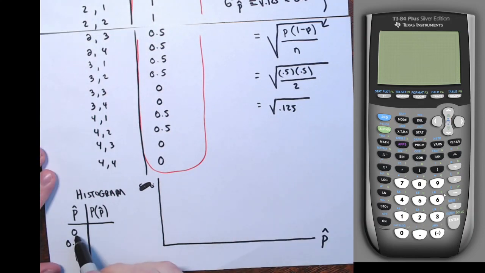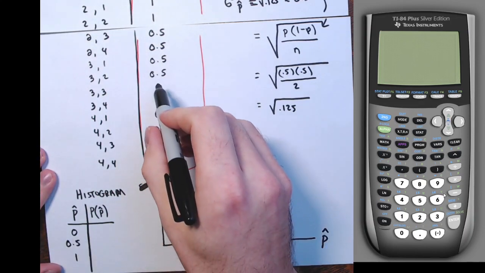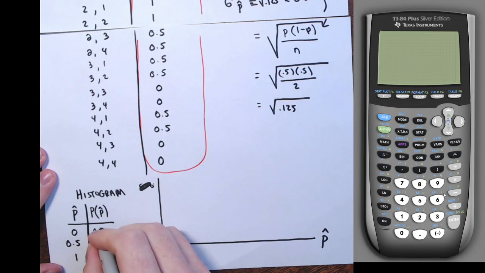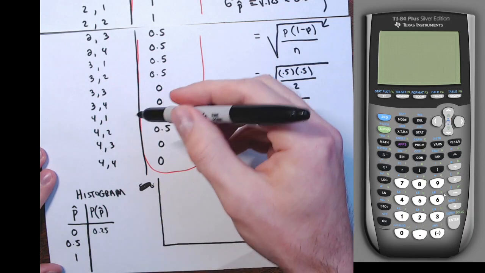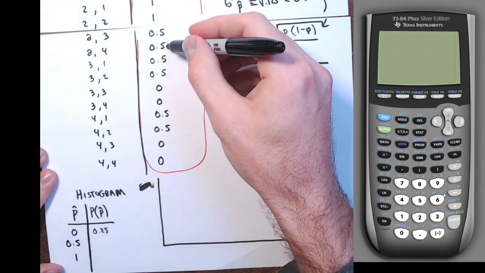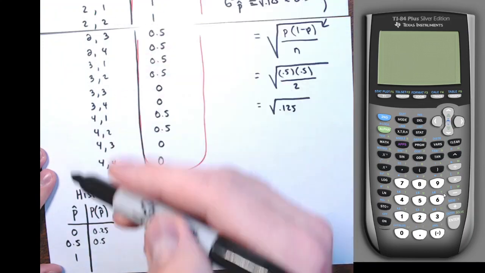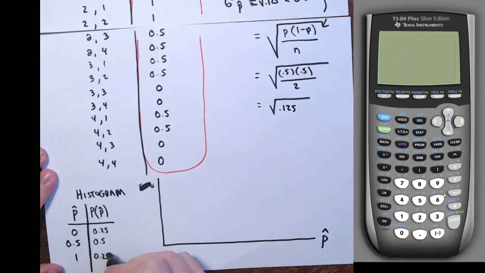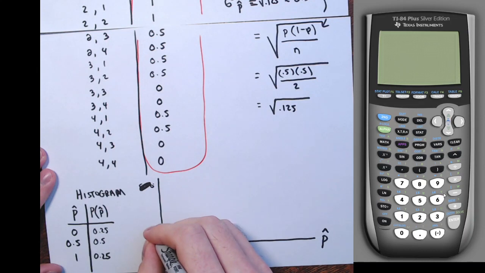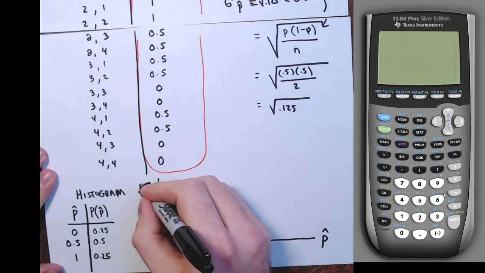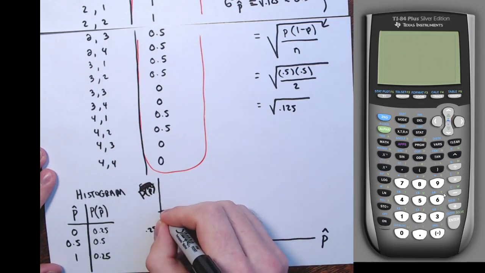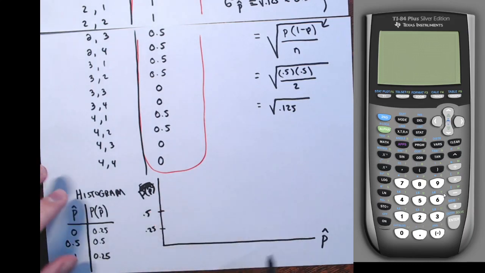The probability of getting a p hat of 0 was 4 out of the 16, or 0.25. The probability of getting a p hat of a half was, there were 1, 2, 3, 4, 5, 6, 7, 8 of those. 8 out of the 16. That's a half. And the probability of getting a p hat of 1, there were 4 out of 16 of those. 0.25. So again, here are the probabilities of getting those p hats. 0.25, and then 0.5 here.